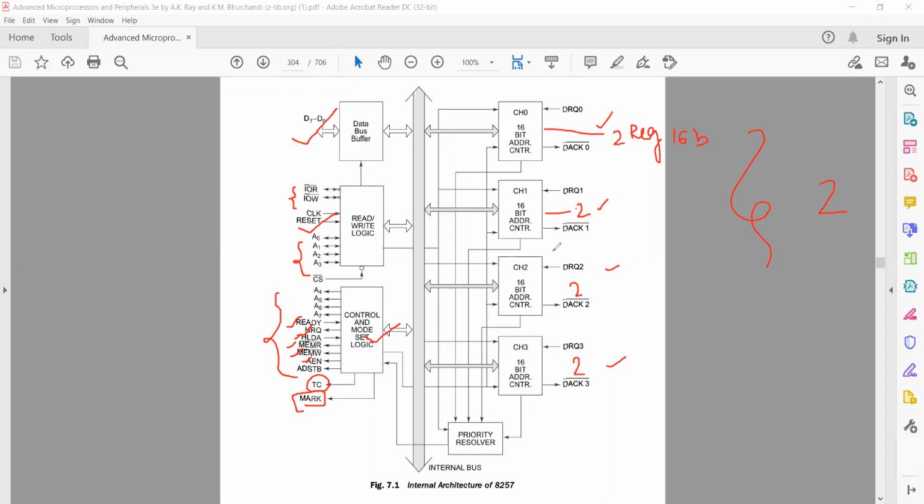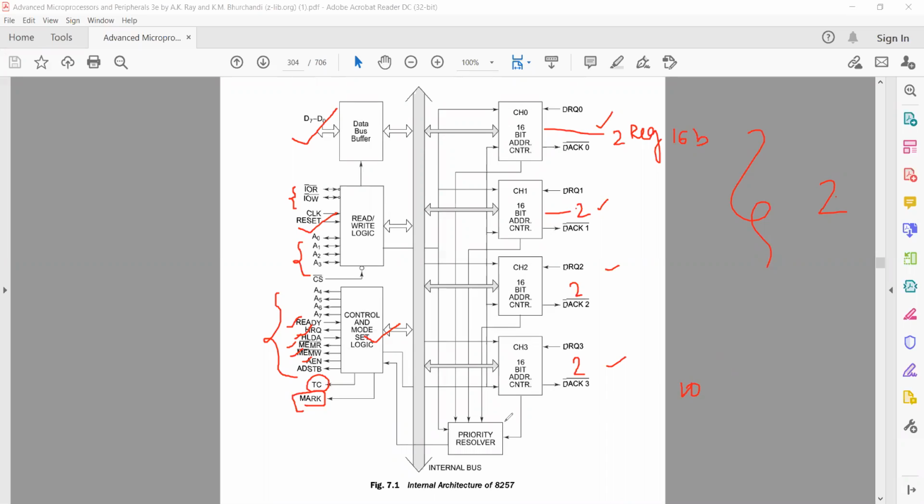And for overall control of all the 4 channels combined, we have another 2 resistors. So in total, 4 into 2, 8, plus 2, that means we'll have 10 resistors of 16-bit size. These are used for different purposes. I'll let you know in a short period of time.